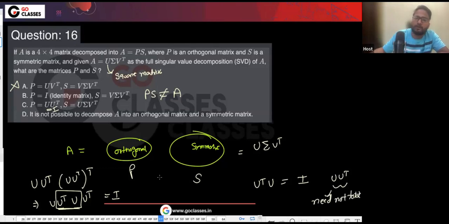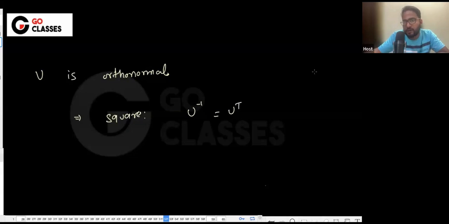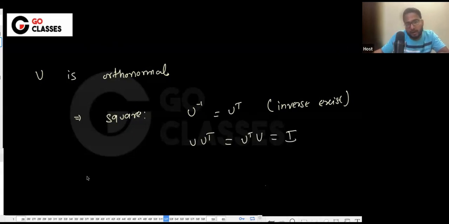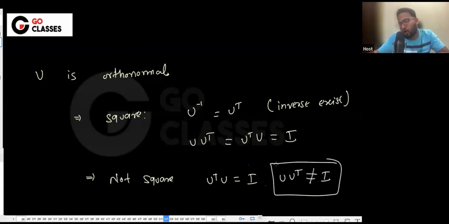Do you remember, in the previous class we also discussed this. If U is orthonormal and square, then U inverse equals U transpose, basically the inverse exists. So in that case, U into U transpose into U, everything is identity. If it is not square, then U transpose into U is identity, but U into U transpose is not identity. Obviously, both cannot be identity.